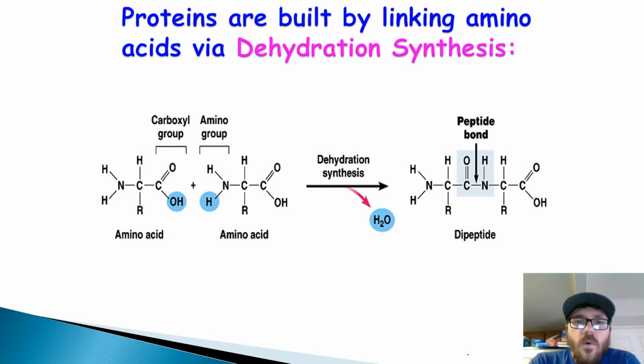All right, so dehydration synthesis takes us from two different amino acids to now one larger molecule called a dipeptide. A dipeptide will then oftentimes undergo more and more dehydration synthesis to form larger and larger chains of amino acids.